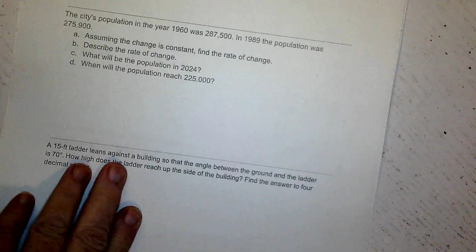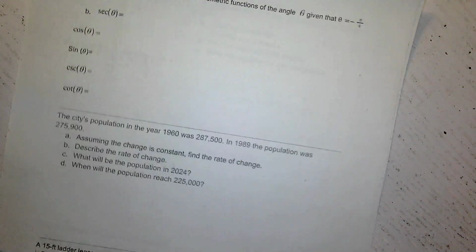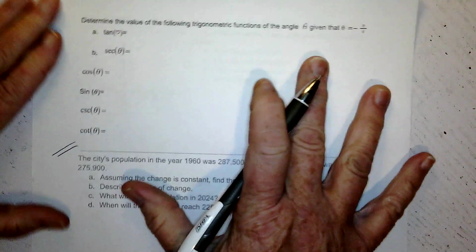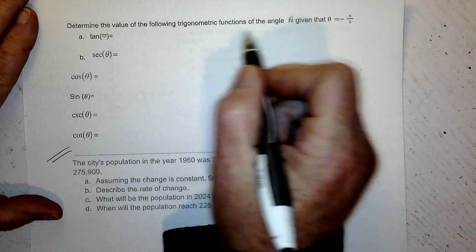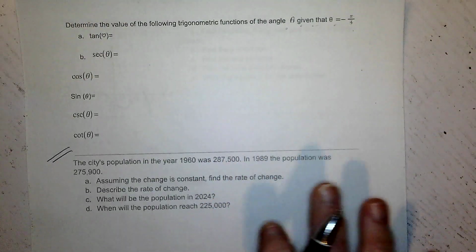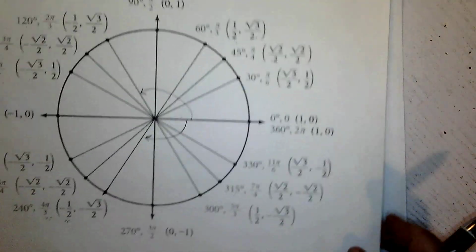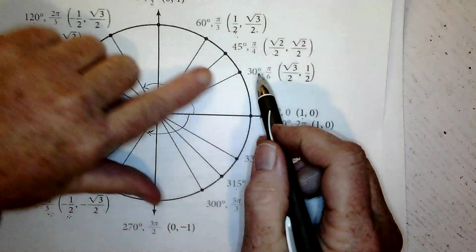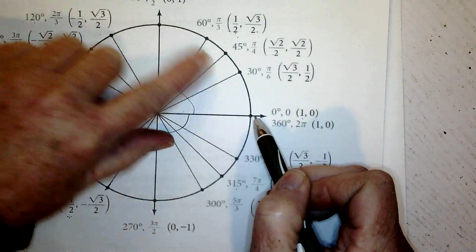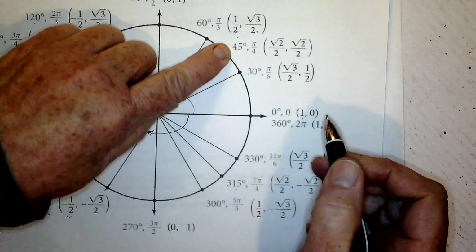All right, let's go to page 6. Let's see what we got here. Okay, this will be our last problem for this video. To determine the value of the following trig functions of the angle theta, given that theta is negative pi over 4. Well, where is that? Where is pi over 4? Pi over 4 is halfway between 0 and pi over 2. It's the 45-degree angle. So, but now we're talking about the negative version.